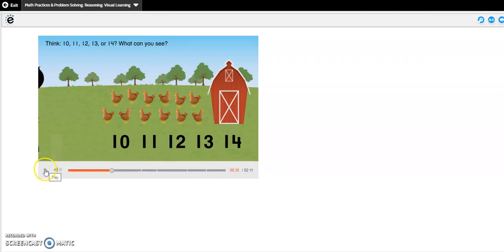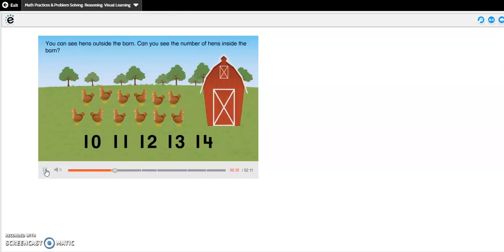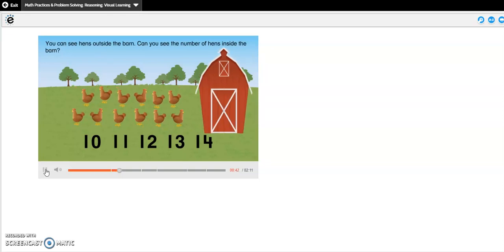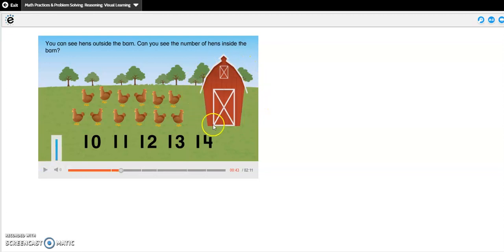See if we're correct. You can see hens outside the barn. Can you see the number of hens inside the barn? Can we see those hens? Can you see them? I can't see them. The door is closed. No, you can't see the hens inside the barn.